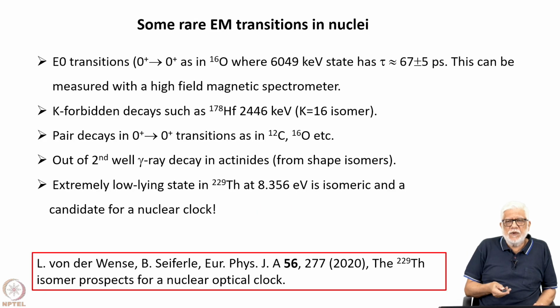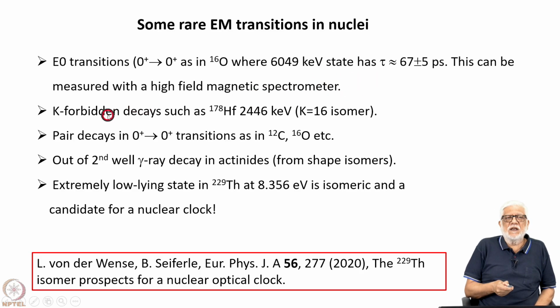Now we will talk about some rare electromagnetic transitions. As I already said, the E0 transitions in oxygen, for instance in oxygen 16, where the 6.05 MeV state has a lifetime of about 67 picoseconds, and the e plus e minus can be measured with the magnetic spectrometer, but you can also measure the 2 photon decay channel using appropriate high energy gamma ray detectors.